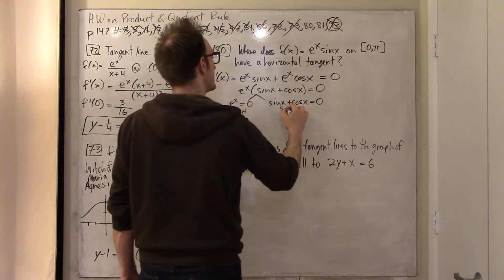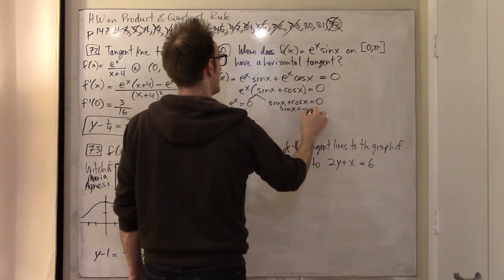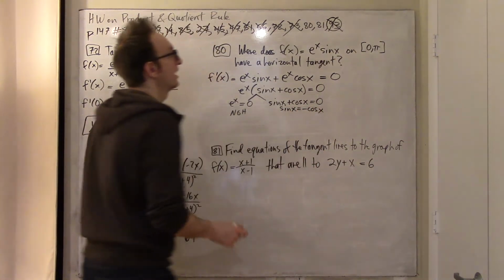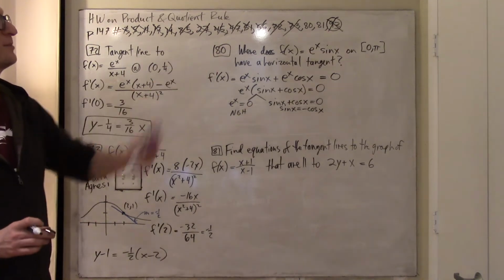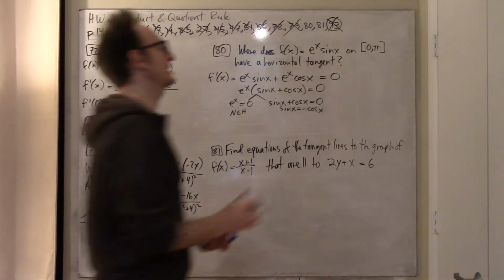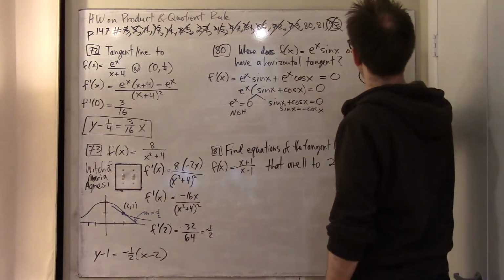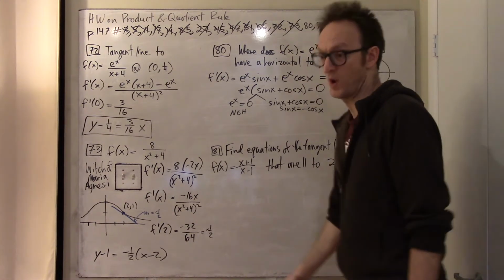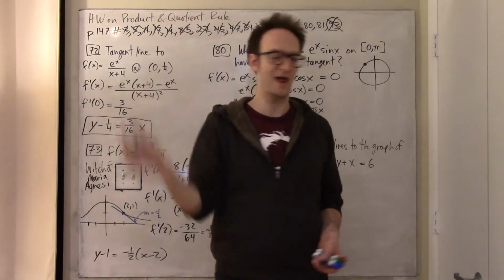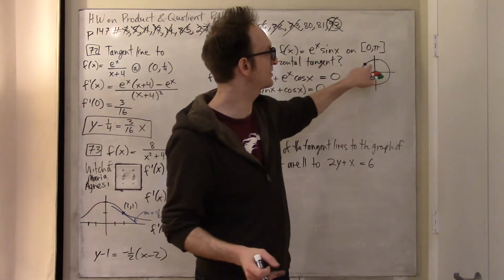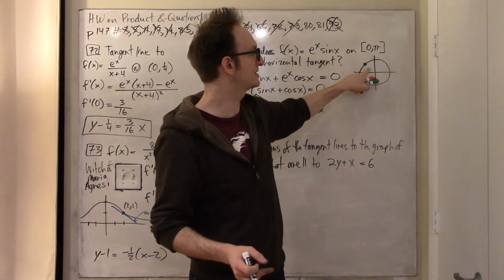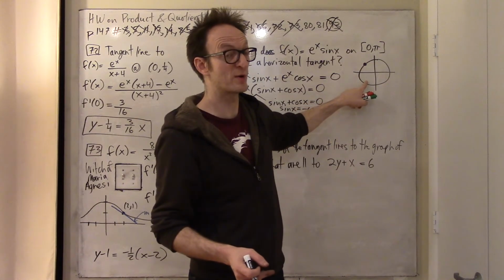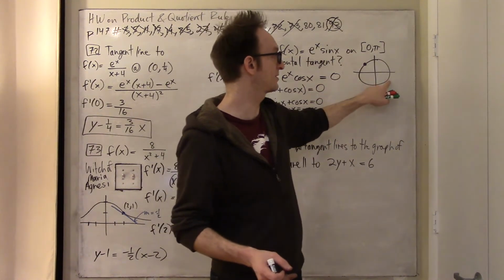Well, that's just when sine and cosine are opposites of each other. Alright, personally, on the interval 0 to pi, I can just tell you without even thinking that happens at 3 pi over 4. Because at pi over 4, sine and cosine are the same. At 3 pi over 4, they're opposites of each other. At 5 pi over 4, they're back to being the same again. And over here, they're opposites of each other.